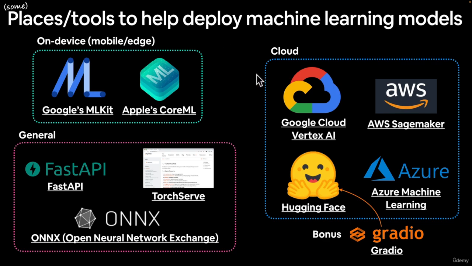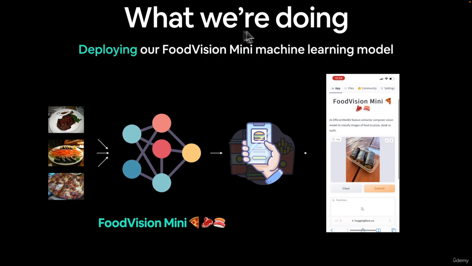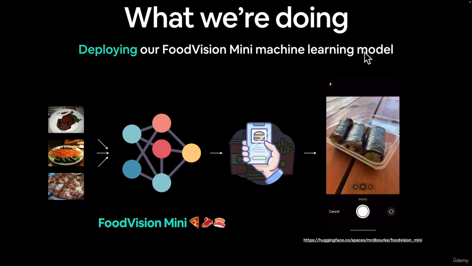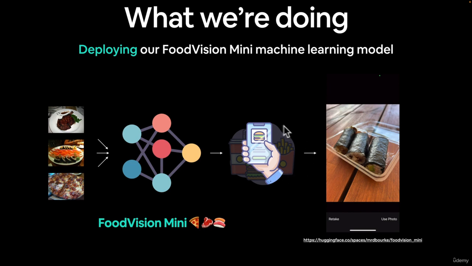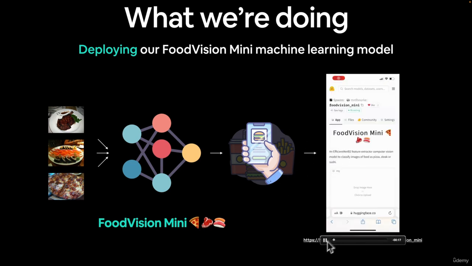But enough talk about deploying machine learning models. Let's actually deploy one. So here's what we're going to be doing. We're going to be deploying our Food Vision Mini machine learning model. So here it is, takes in foods, we train a model, we've done this plenty of times. We're going to be making an app. Oh my goodness, this app is already playing, it's already working.